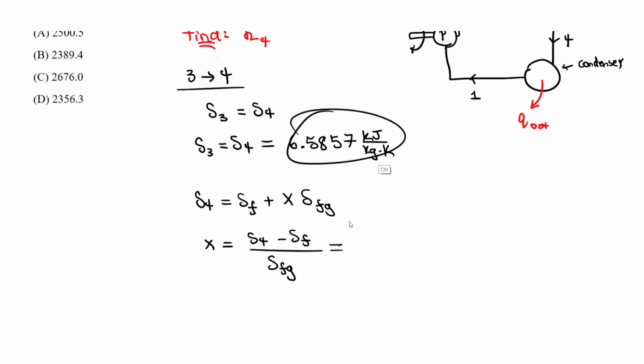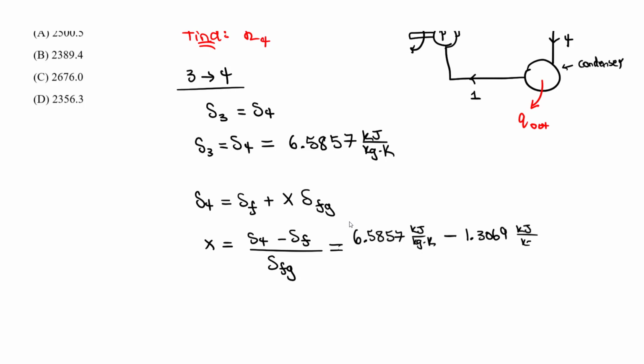S4 we found, it's this 6.5857 kilojoules per kilogram Kelvin, minus S sub F, which is 1.3069 kilojoules per kilogram Kelvin, divided by the value at the bottom from the steam table, kilojoules per kilogram Kelvin. And now we can solve for the quality. You should get 0.873. So we know this is what's leaving the turbine. We have around 80% vapor leaving the turbine.